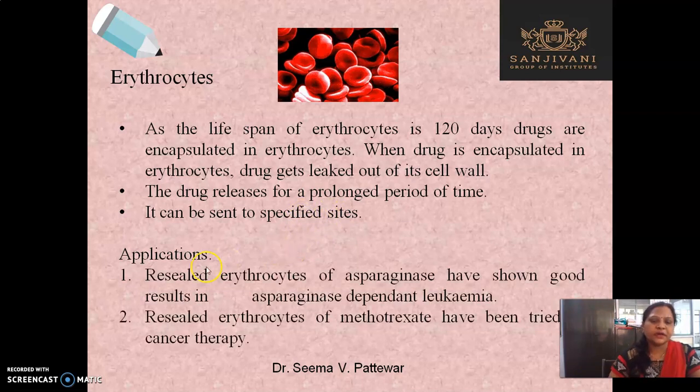Application. The resealed erythrocytes of asparaginase have shown good results in asparaginase dependent leukemia, which is one of the blood cancers. Resealed erythrocytes of methotrexate is one of the drugs for use in cancer therapy, and it can be tried in cancer therapy in the form of an erythrocyte.